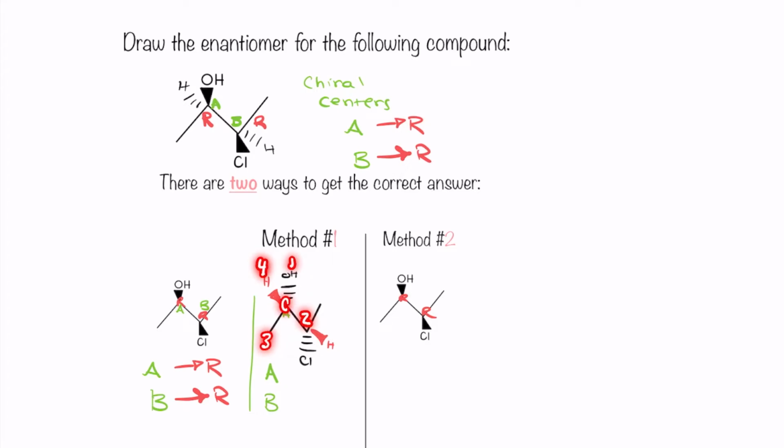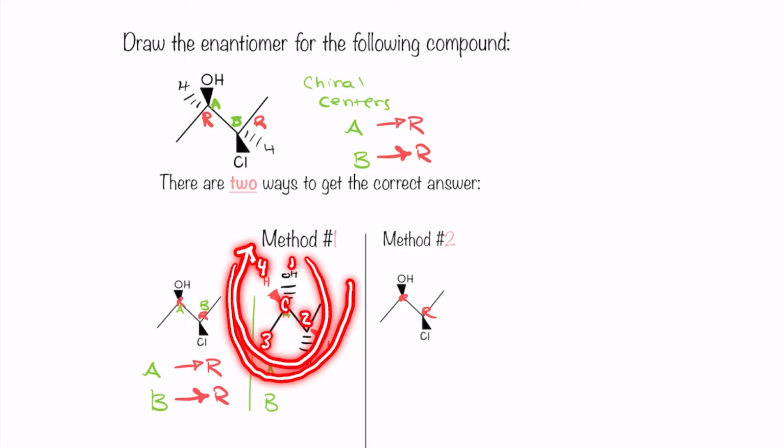So for chiral center letter A, we're going in this direction. But remember that this hydrogen right now is actually on a wedge. And what are you supposed to do when the hydrogen is on a wedge? You are supposed to reverse the direction. So that means that we have to go in the opposite direction. And so right now, we are going counterclockwise.